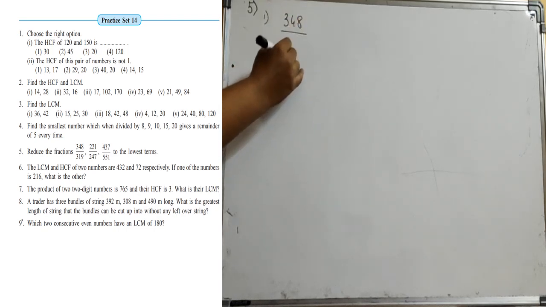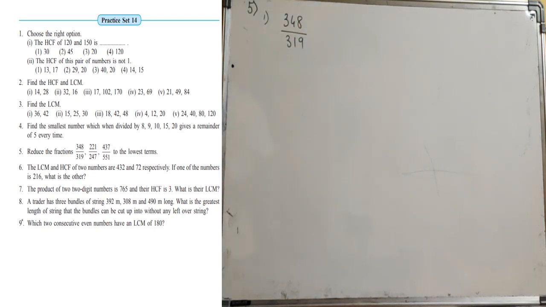348 divided by 319. So we are supposed to reduce them. Now in order to reduce them, we are going to first find out the highest common factor. We need to find out common factors. If we get the highest common factor which can divide both these numbers, our work will be done in a much easier manner. So we are going to find the HCF of 348 and 319. We can do this either by the regular method or by the division method. So we are going to approach this with the division method.